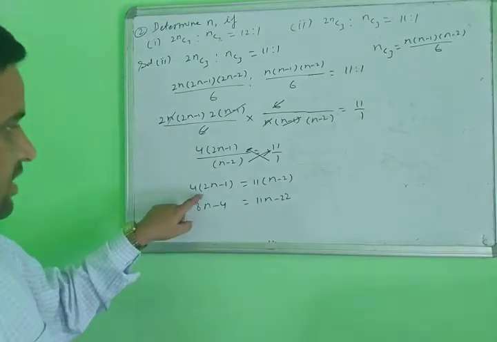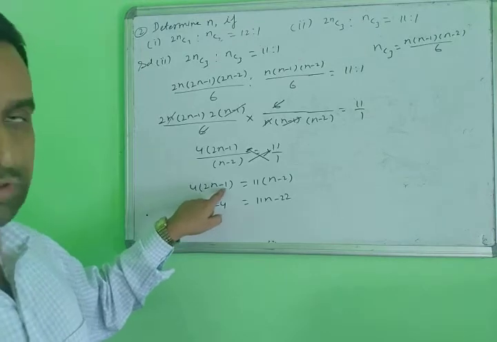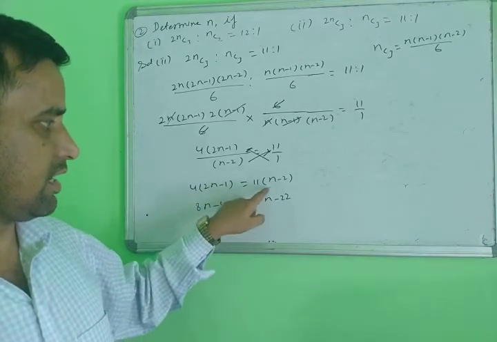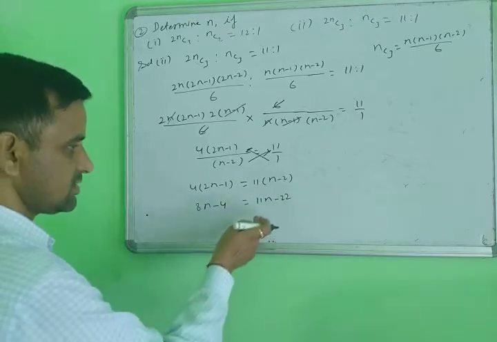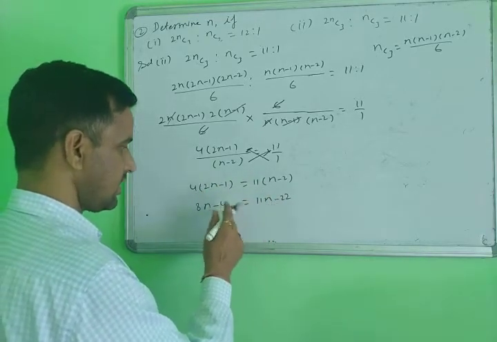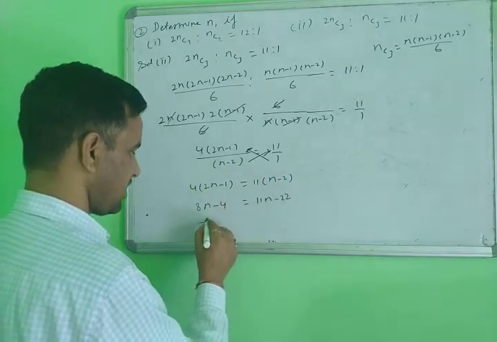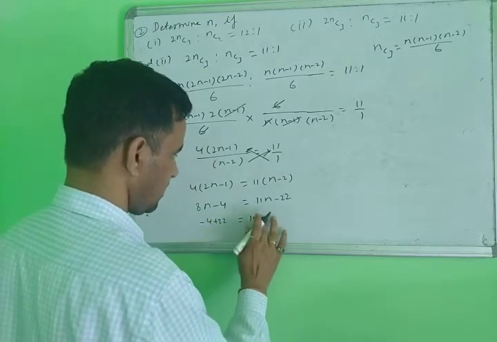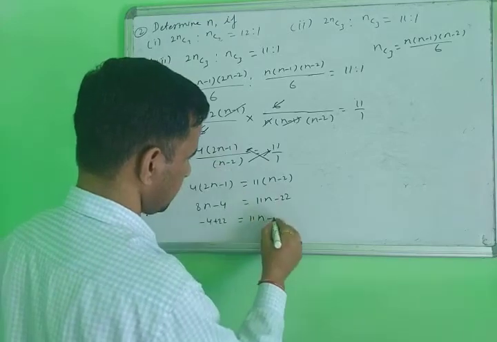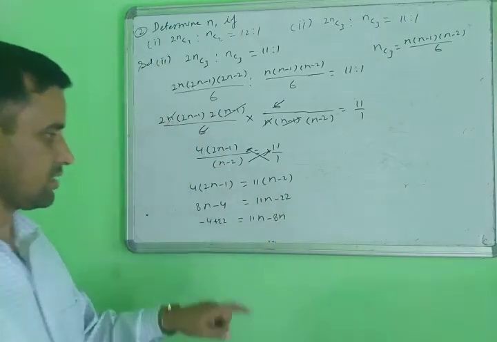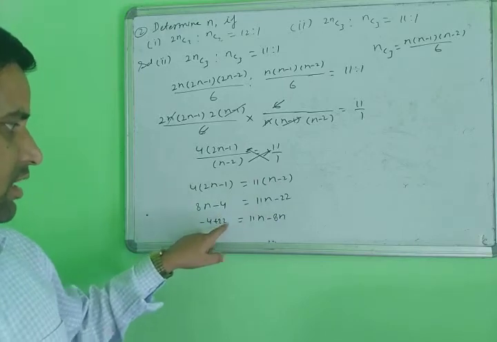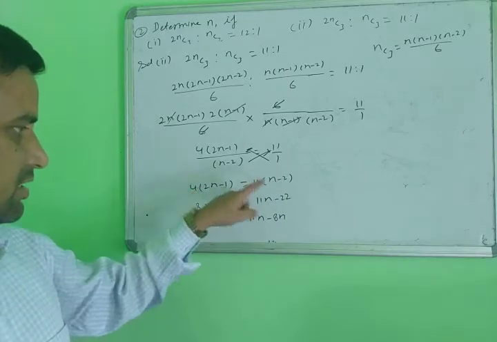Same material inside here, 4 times 2n is 8n and 4 times 1 is 4. 11 into n is 11n, and 11 times 2 is 22. So this 11n will move to this side and this 4 will move to this side. So minus 4 plus 22 are 11n minus 8n. Because this is the greater value, when moving here it converts to positive, or if this is the smaller value, then it converts to negative.